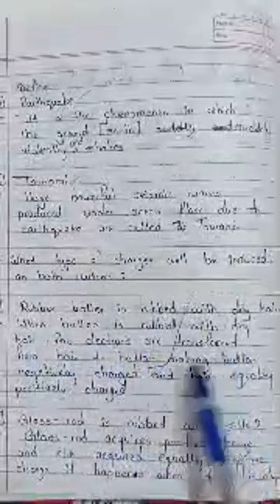Fifth, what type of charge will be induced in both cases? First, a rubber balloon is rubbed with dry hair. When the balloon is rubbed with dry hair, a few electrons are transferred from the hair to the balloon, making the balloon negatively charged and the hair equally positively charged.